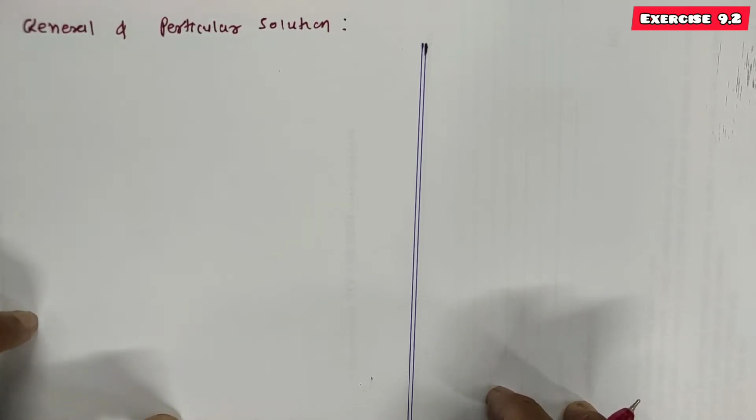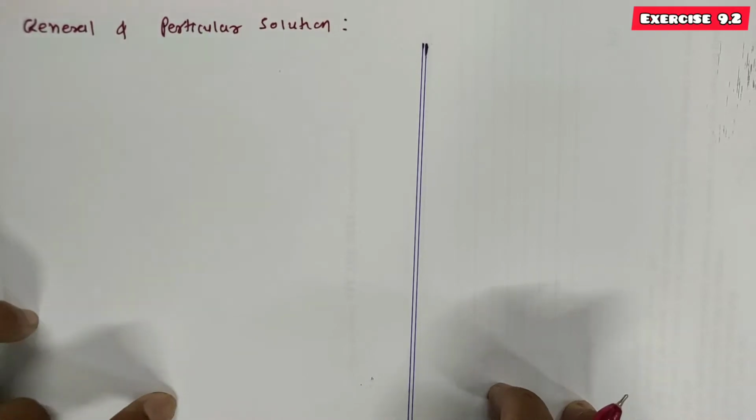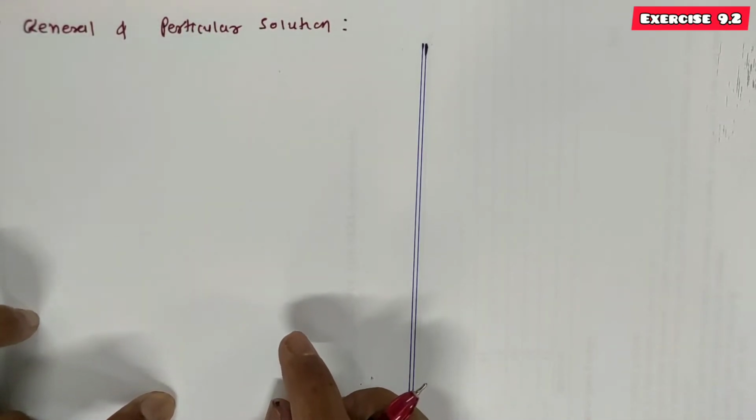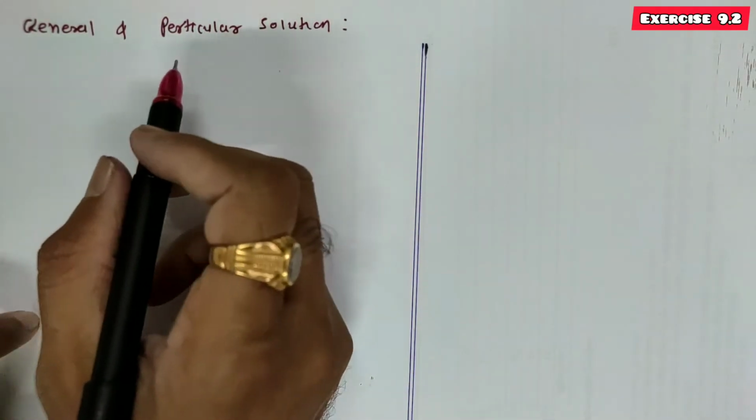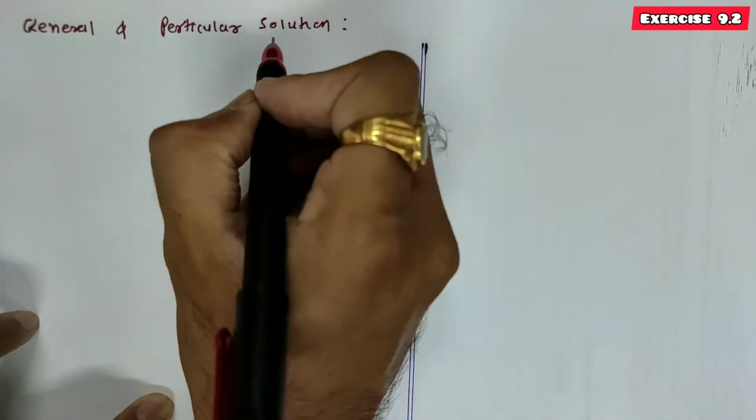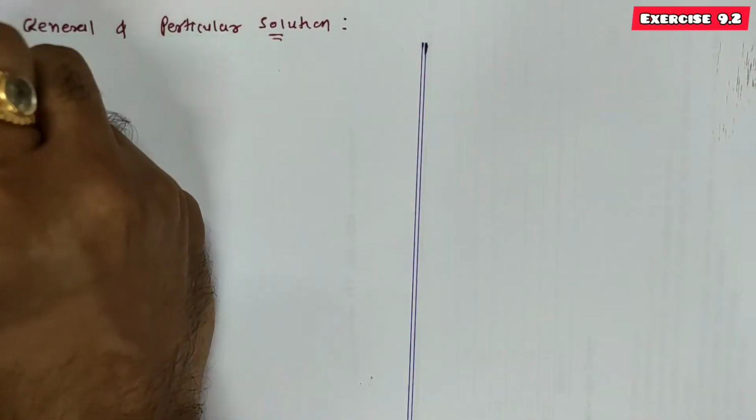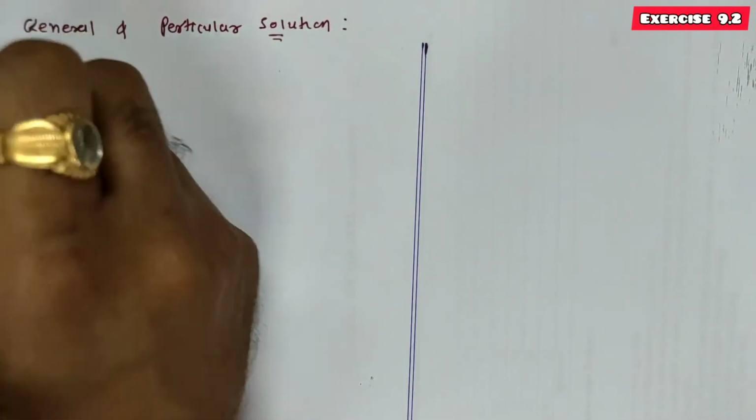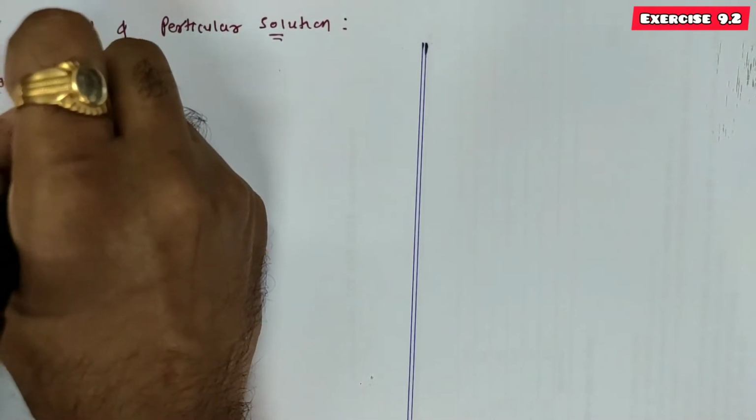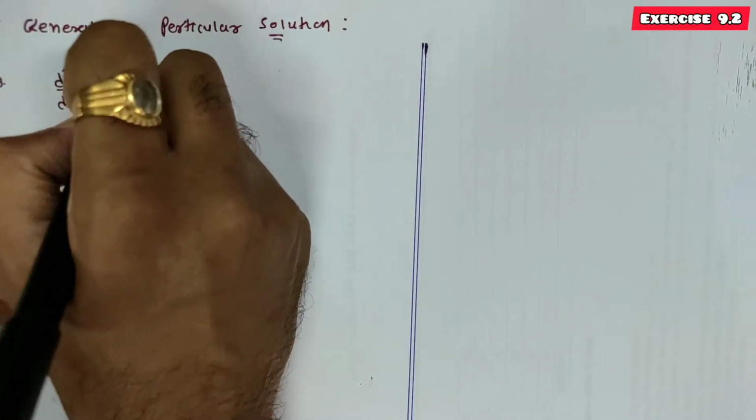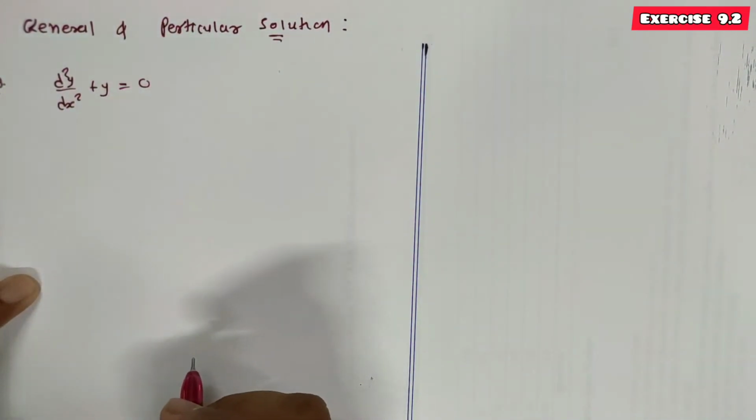For a linear equation, quadratic equation, or cubic equation, what are we finding? We are finding the value of one variable that satisfies our equation. Here we discuss general and particular solution of a differential equation. For example, if our differential equation is d square y upon dx square plus y equal to 0. This is our differential equation.